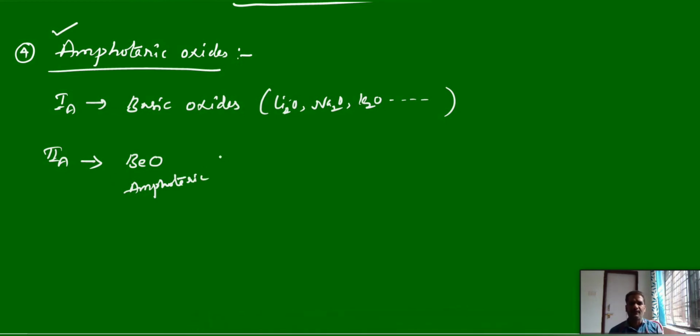Beryllium oxide is amphoteric. The remaining ones are basic oxides. What are they? With magnesium, calcium, strontium, barium, all these oxides form basic oxides, except beryllium.